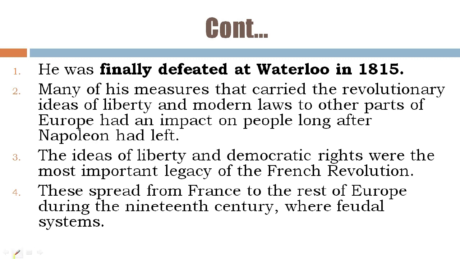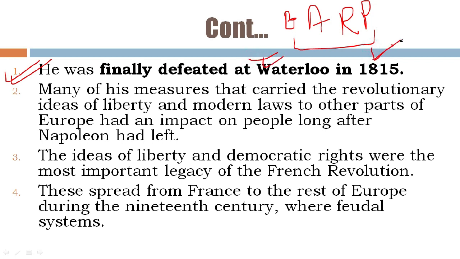Now we see that he was considered to be a growing threat for all the monarchs of that point of time surrounding France. So we see Britain, Austria, Russia, and Prussia. These four countries come together and they defeat Napoleon at the Battle of Waterloo in 1815. These four countries, which were at that point of time ruled by monarchs, came together and with combined power defeated Napoleon.